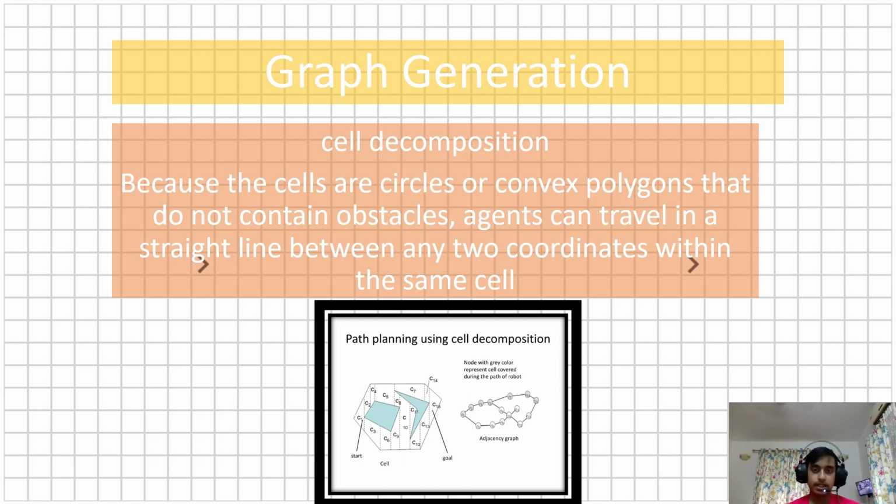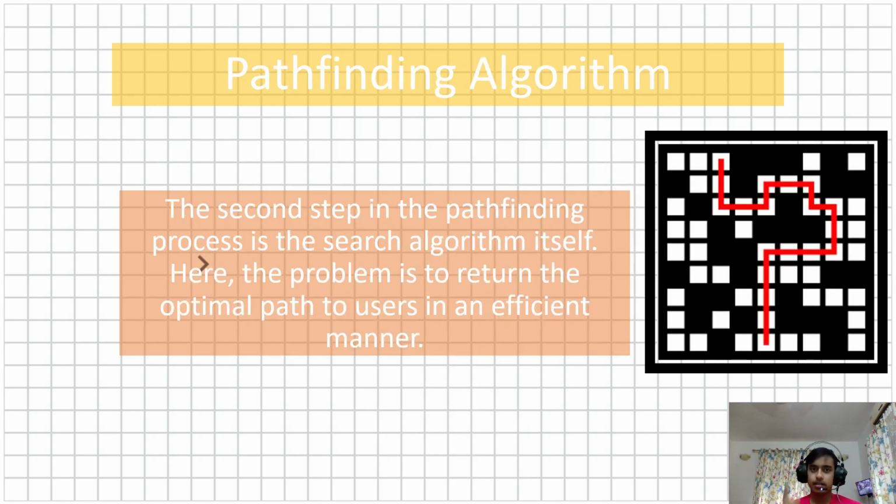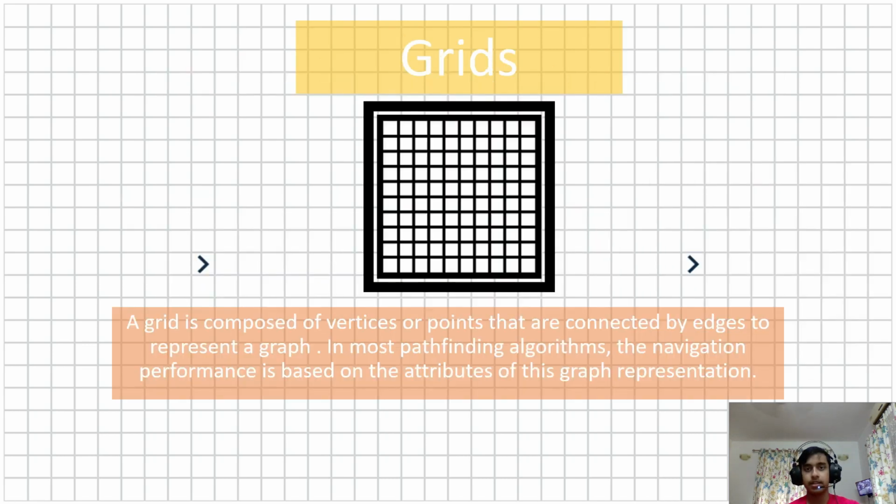What happens here is the entire map is converted into tiny cells, and for example, if we want to travel in a straight line, we let our agent jump from one cell to another in the same direction. So this is one of many methods. And the second step is the pathfinding algorithm itself. Here we create algorithms such that the computer automatically finds the most minimal yet efficient path from the starting point towards the destination.